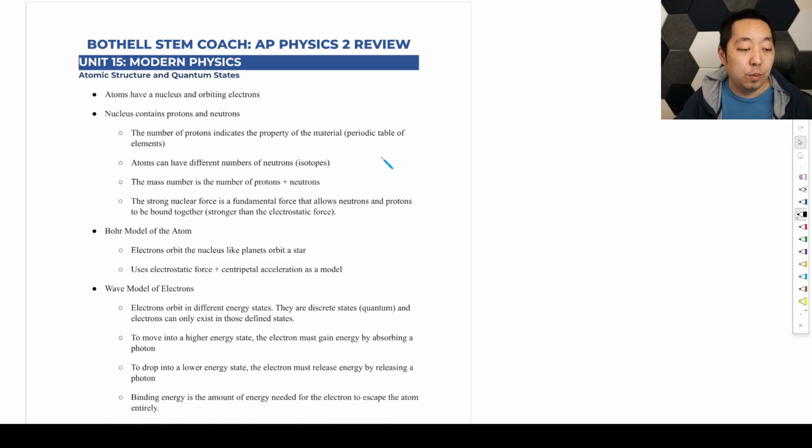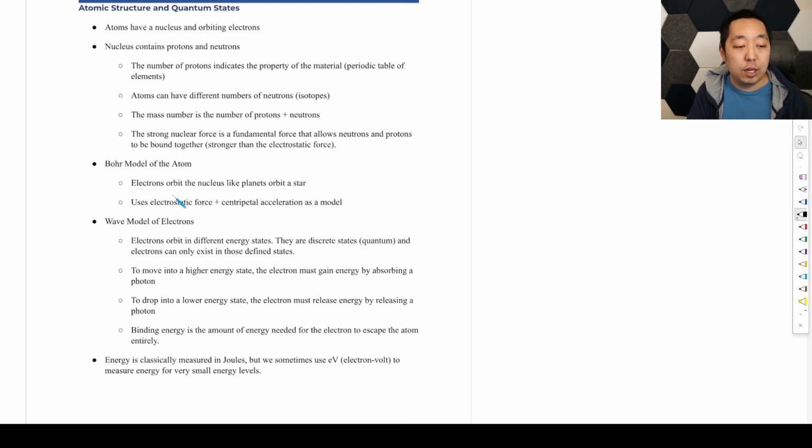the electrostatic force. So the Bohr model of the atom: electrons orbit the nucleus like planets orbit a star. So it's like thinking about the nucleus, the protons and the neutrons, and the electrons orbiting it. That's a classical model. It's not how the electrons really work, but it is an interesting model. You're basically using just the electrostatic force of attraction and centripetal acceleration as a model. But the standing wave model of electrons is the more modern version, right?